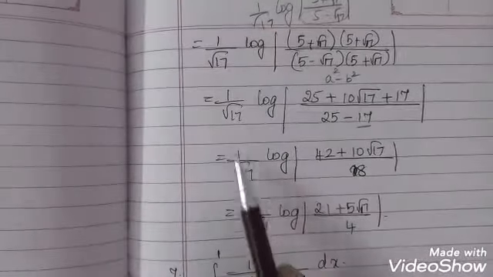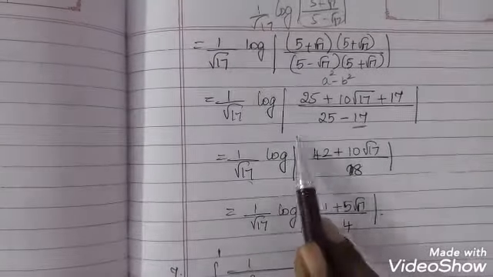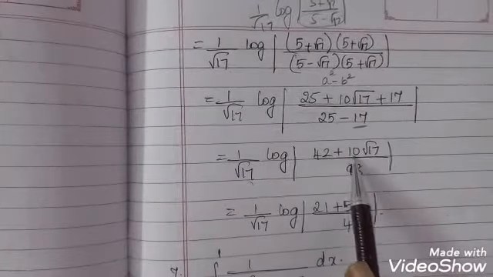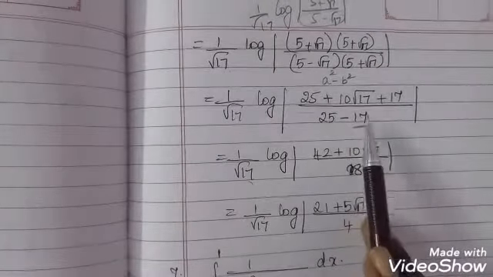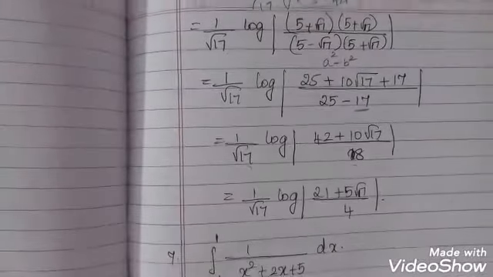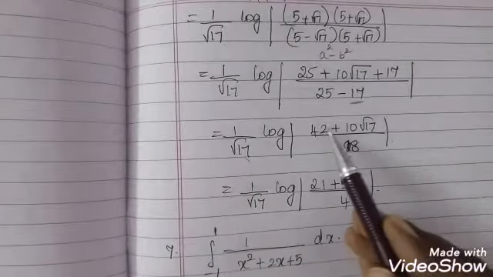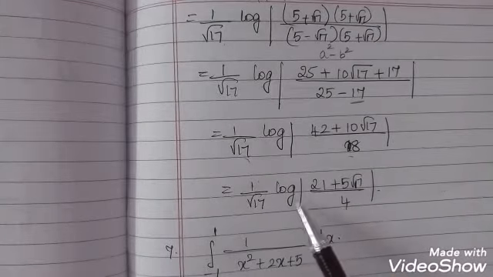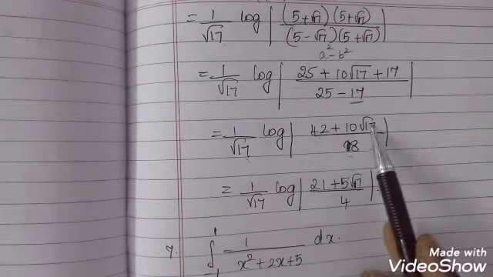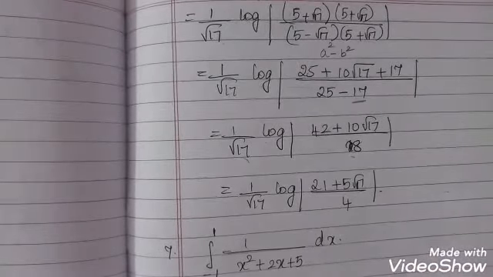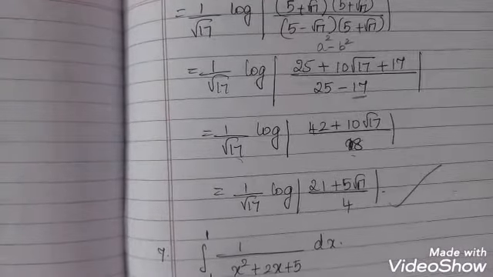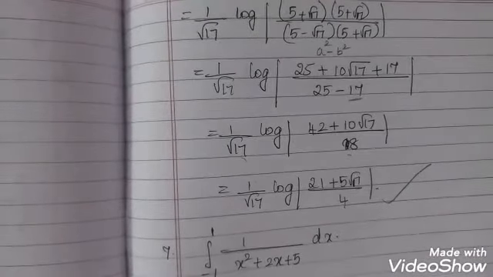So you will have 1 by root 17 log of mod, 25 plus 17 is 42, plus 10 root 17, divided by 25 minus 17, which is equal to 8. Here it's divisible by 2 throughout. So it's 1 by root 17 log of (21 plus 5 root 17) divided by 4. This is the final answer. As I told you earlier, only the simplification part takes much time, not your integration.